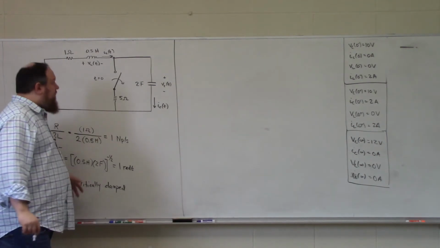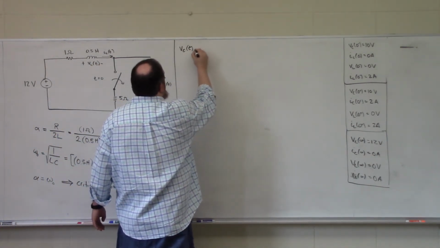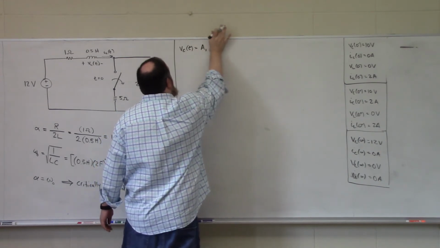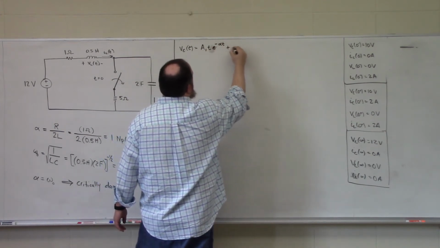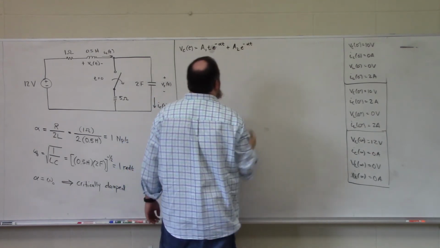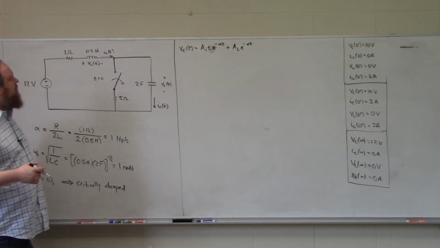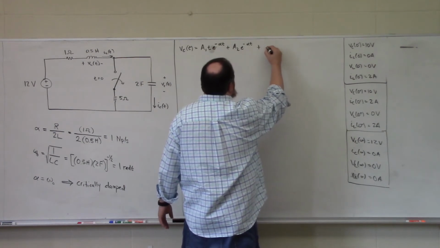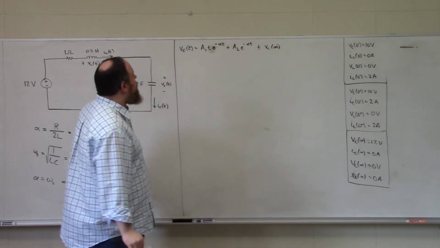Because our circuit is critically damped, our capacitor voltage will be of the form A1 t e to the minus alpha t plus A2 e to the minus alpha t. And again, because we are having a total response problem, we must also include the contribution at t is equal to infinity. So this will be plus VC at infinity.